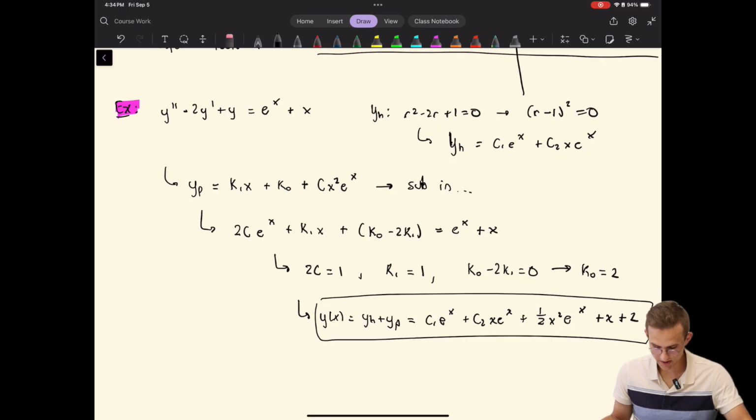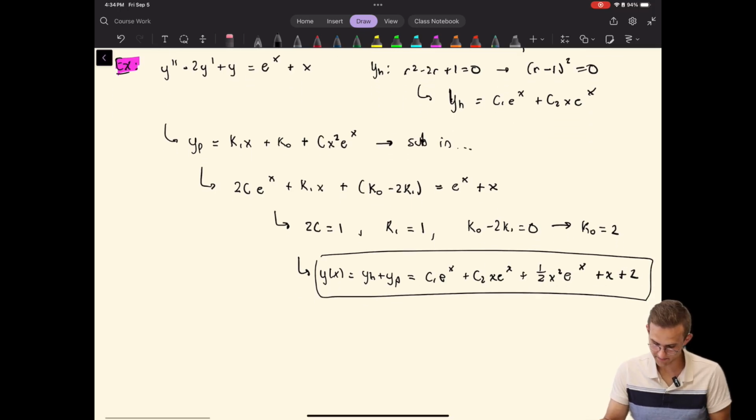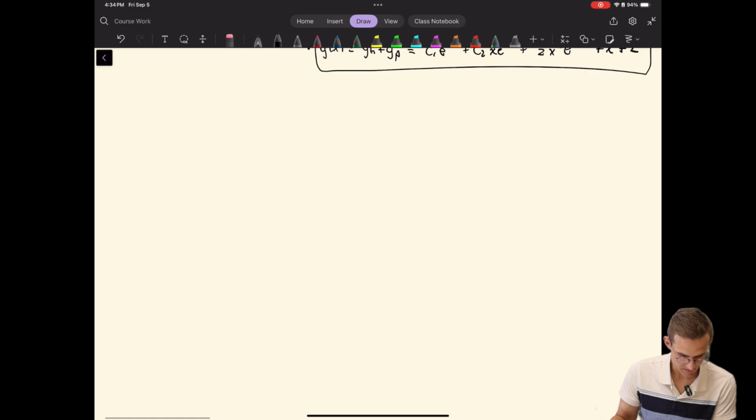We have one more method to cover, and then we'll be done for the day. So the last method is called variation of parameters.